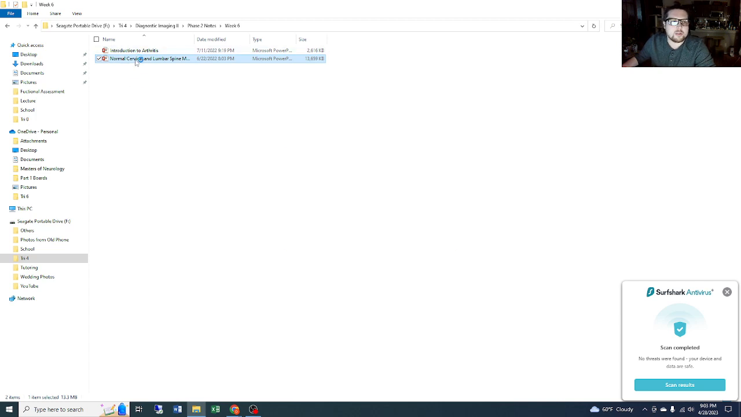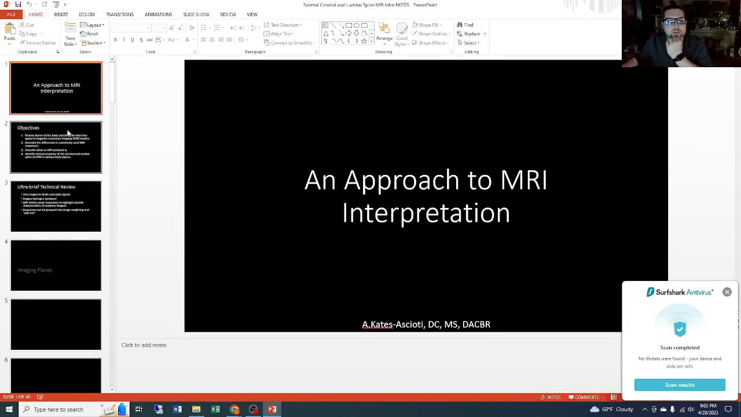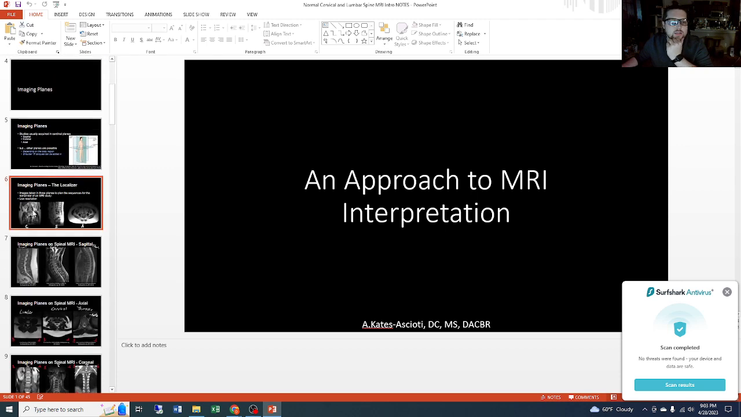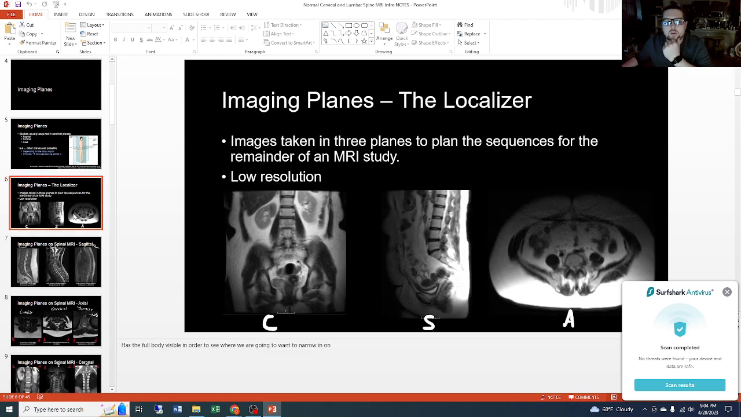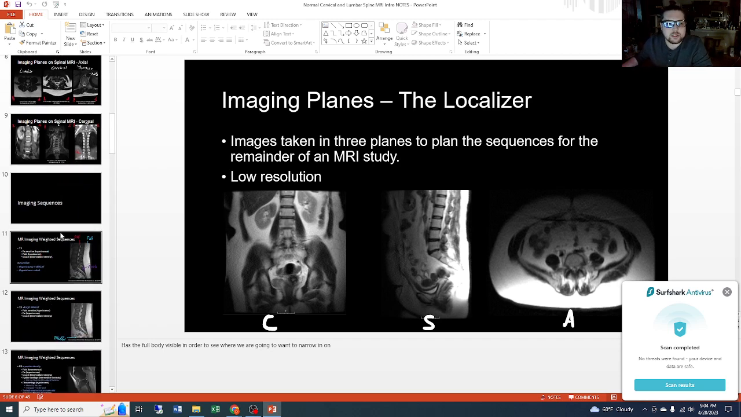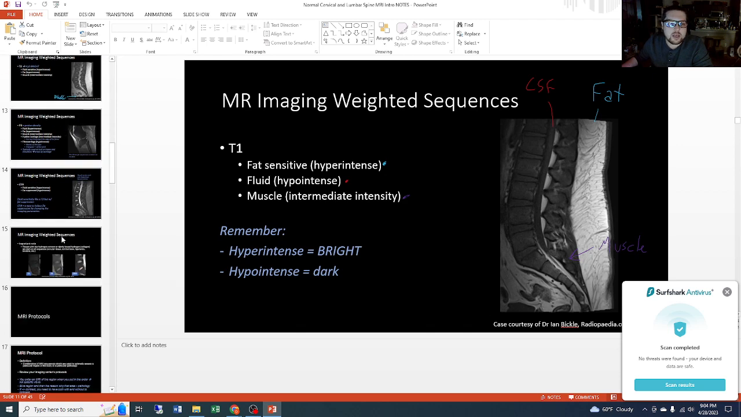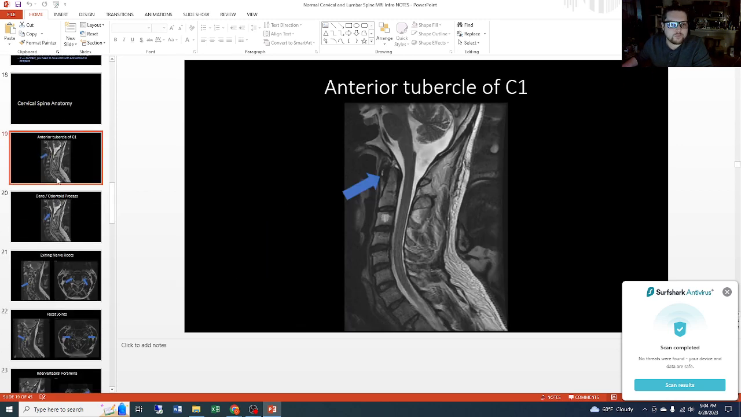And here even we have another PowerPoint that will show us those normal x-rays. So this is one of the best ways to learn this material and to start to identify these things, is first and foremost to follow a pattern within it, and also to recognize how it's supposed to look normally.